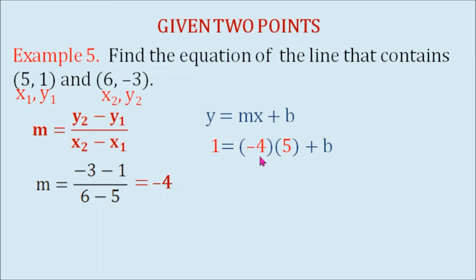And -4 times 5 is -20. So we have 1 equals -20 plus b. And adding 20 on both sides of the equation, we have b equals 21. Now we have the slope, we have the y-intercept. We can now write the equation of the line. It's y equals the slope -4, then x, plus the y-intercept 21.